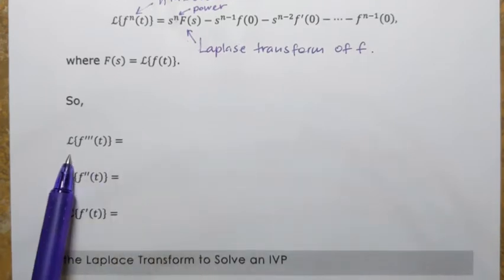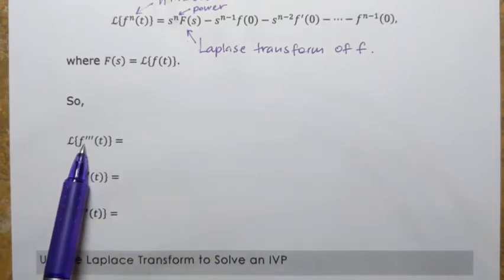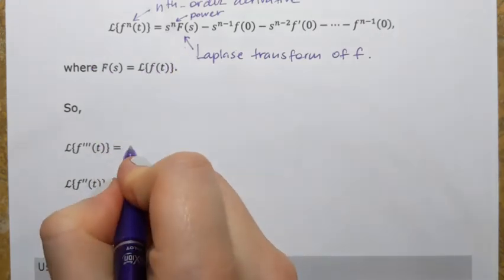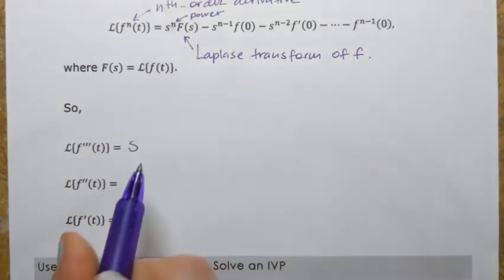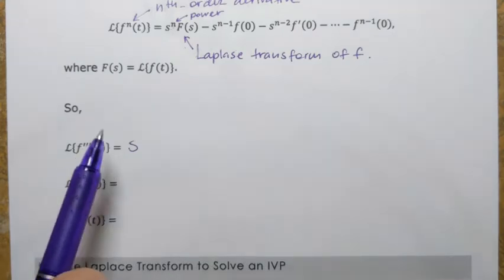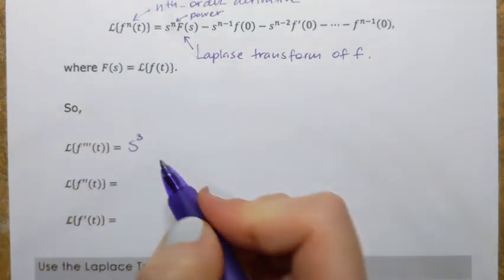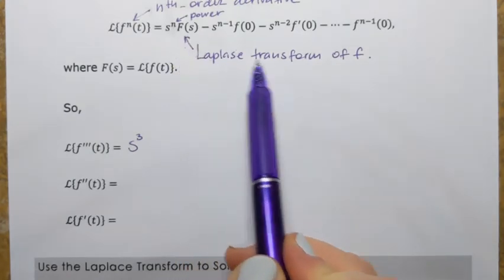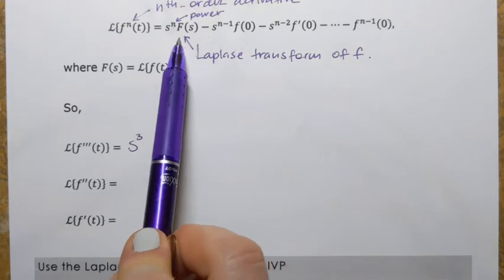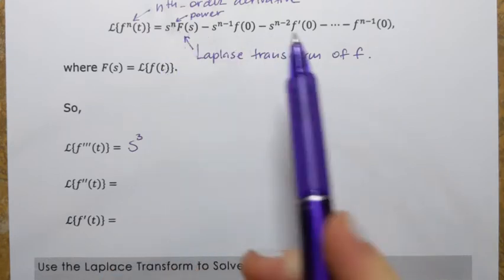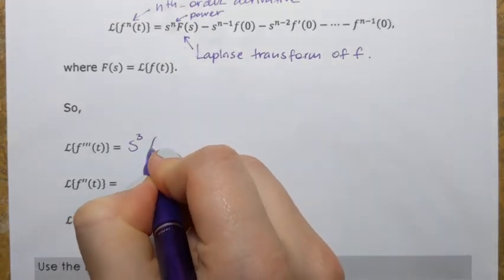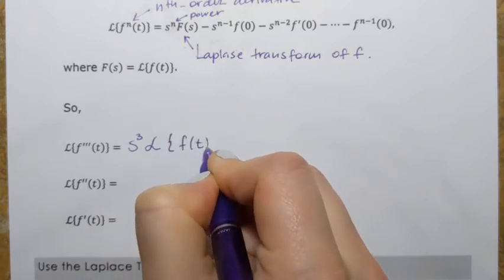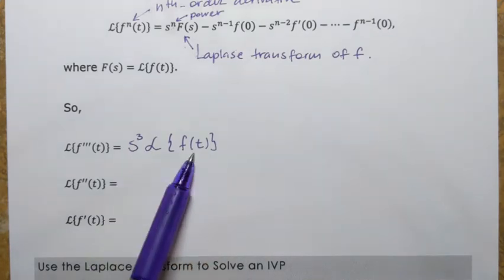For example, what is Laplace transform of the third derivative of function f? Let's follow this pattern. So the first term will contain s to the power that's same as the order of the derivative, so it should be s to the third power. Then we have to multiply it by the Laplace transform of f. Now, one way is to use the uppercase F, or you can use the Laplace transform notation. It's Laplace transform of f of t, like that.